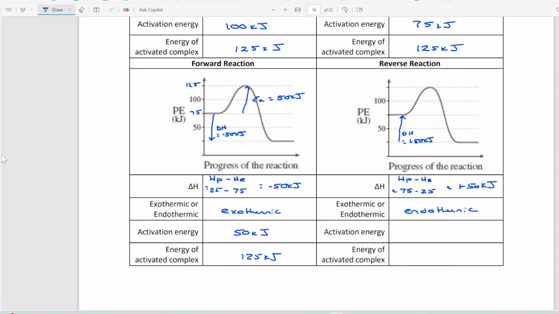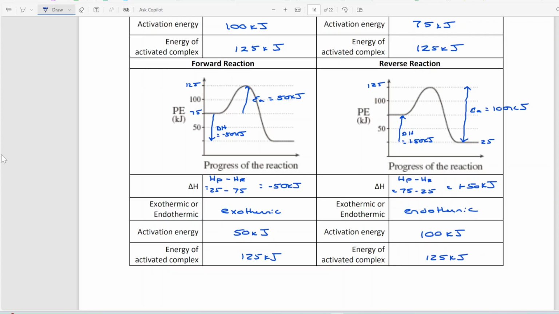And then my activation energy is going to go from reactants to top of bump, right? So this is going to be my activation energy. So I can see it visually on my graph that it's going from 25 up to 125. So it's going to be 100 kilojoules. But I also could have looked at it by saying that it's the activation of my forwards reaction plus my enthalpy change, which is going to be 100 kilojoules. And again, the energy of my activated complex doesn't change.